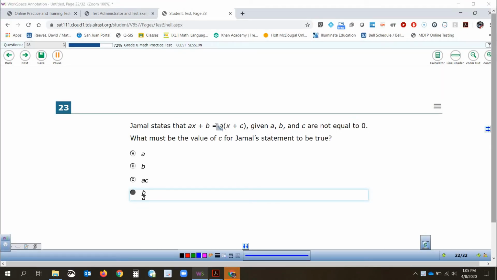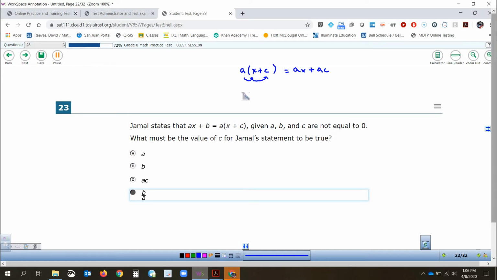When you look at this, hopefully you immediately think of the distributive property. The distributive property says if you have a number, or in this case a variable, outside a quantity, inside where you have either a sum or a difference, you can multiply what's on the outside by what's on the inside. So first, a times x gives me ax. Then a times c gives me ac. So this side is equal to that.